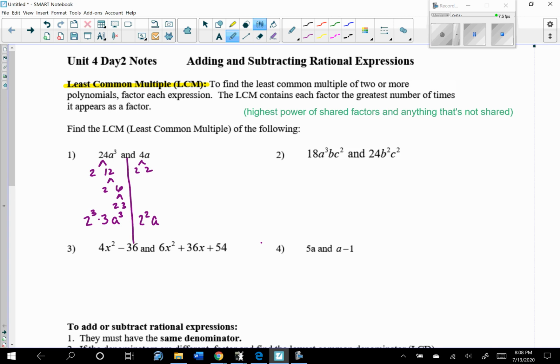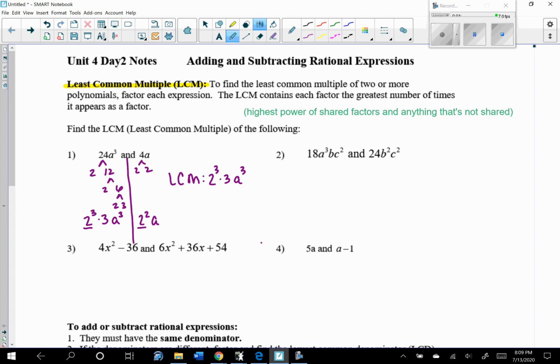So if we're going to look at the least common multiple, again, it's the highest powered of shared factors. If we look here, we have a 2 to the third and 2 squared. So the highest powered of shared would be 2 to the third. So the LCM is going to have a 2 to the third. And then this has a 3 and this one doesn't have a 3. So anything that's not shared, so times 3. And then here we have a to the third and a, so the highest would be a cubed. So this would be my LCM.